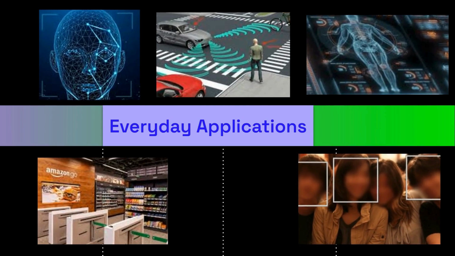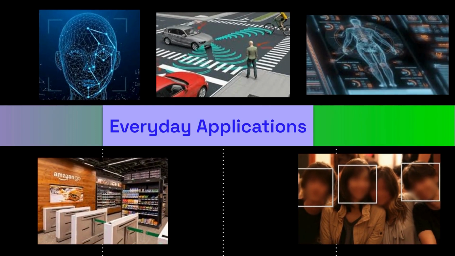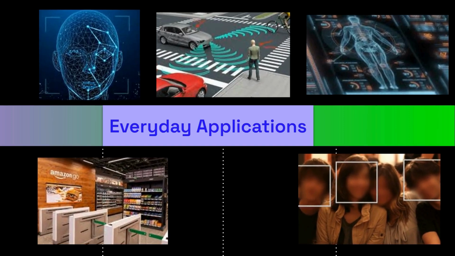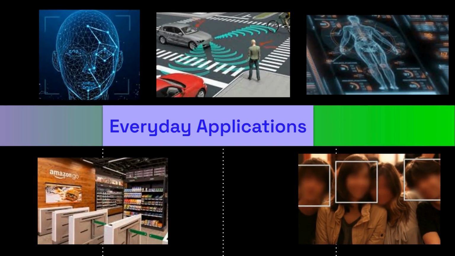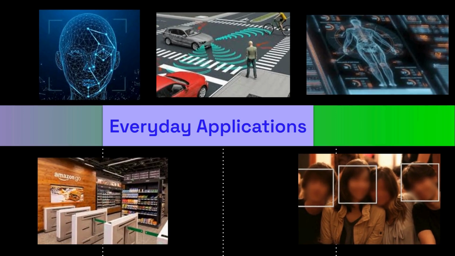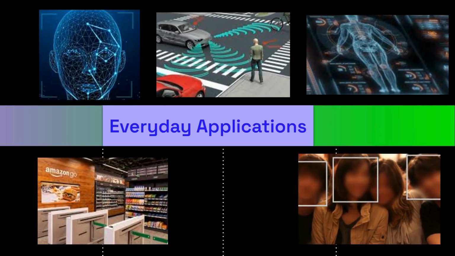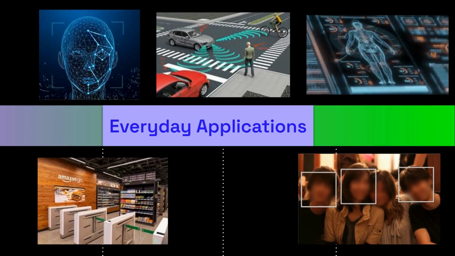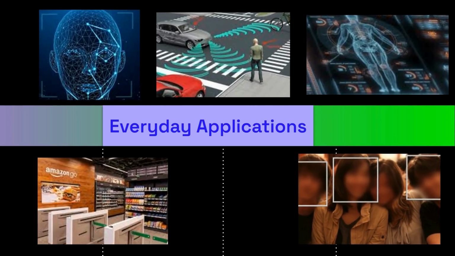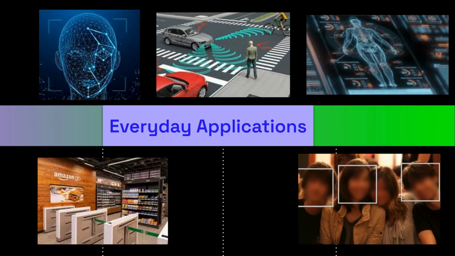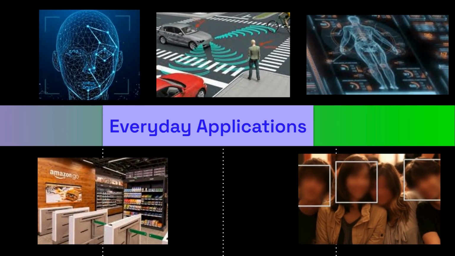Third is healthcare. Doctors now use AI to assist in reading X-rays, MRIs and CT scans. For example, CV can highlight a tumor or fracture that a human eye might miss, helping doctors make faster, more accurate diagnosis.